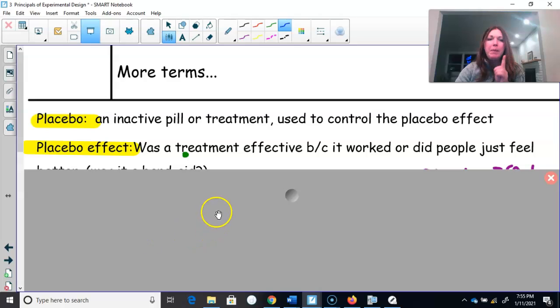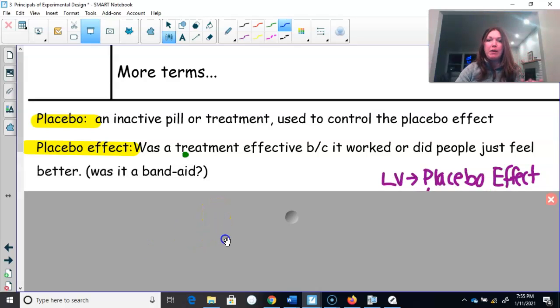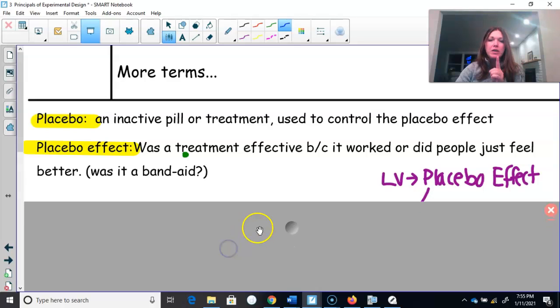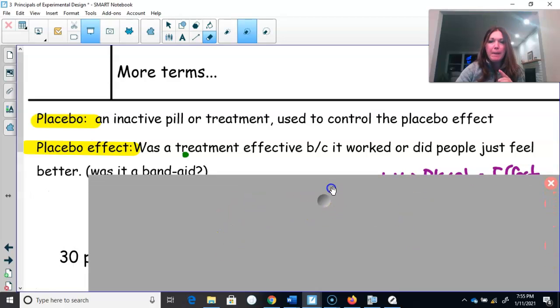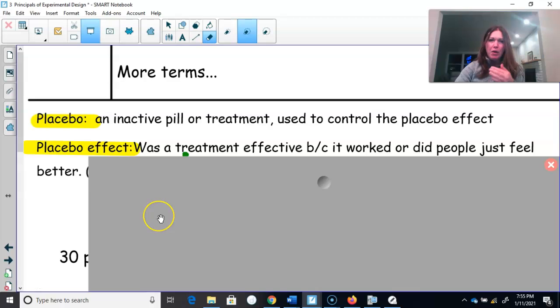We use the placebo pill, or a placebo, to control the placebo effect. The reason we want to do it is we want to make sure that people are getting the results not just because they took like a Band-Aid, like that they took some medicine. We want to know that they actually feel better because they feel better, okay?